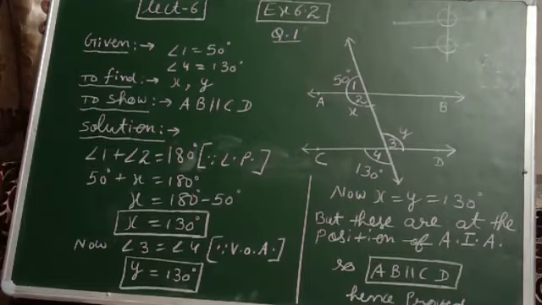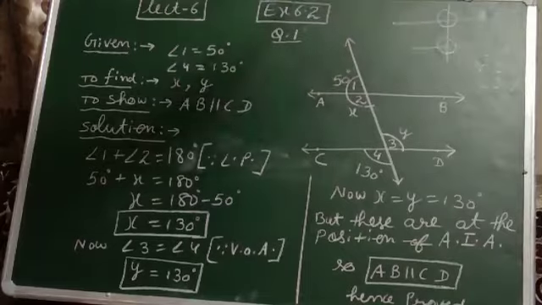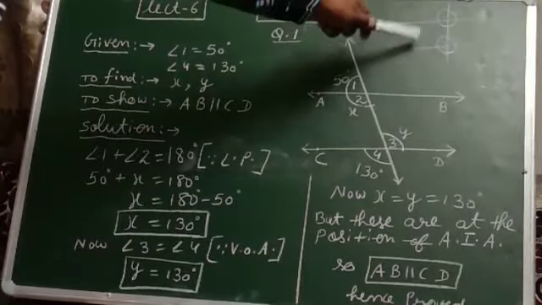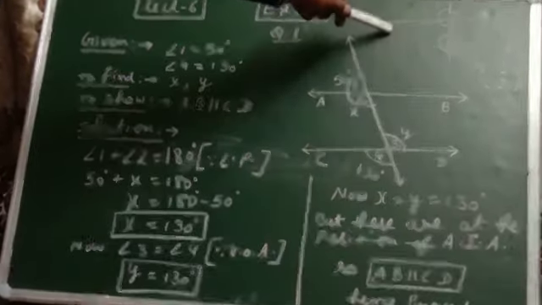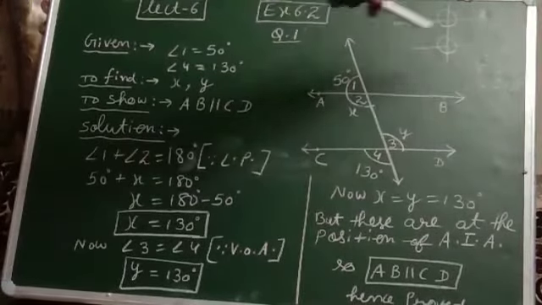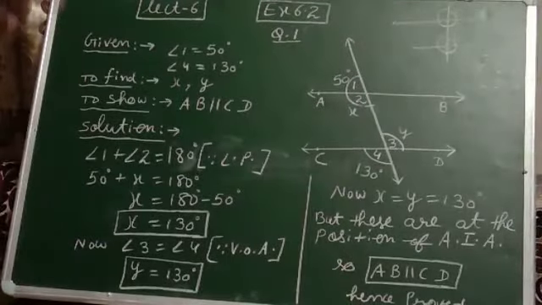Before this you must know this result. If lines are parallel, corresponding angles are equal. The reverse is also true. If corresponding angles are equal, lines are parallel. If lines are parallel, alternate interior angles are equal, or if alternate interior angles are equal, then lines are parallel. If lines are parallel, conjugate interior angles are supplementary, meaning their sum is 180. If conjugate interior angles are supplementary, then the lines are parallel. It means the result is also always reversible.